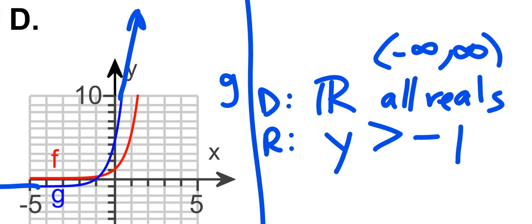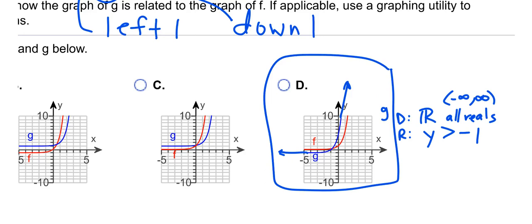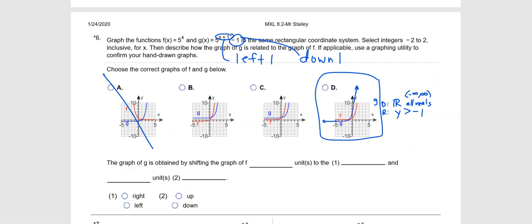Why is it not equal to negative 1? Because that's the asymptote of the function and you don't touch the asymptote. Okay, and we shall continue more tomorrow.